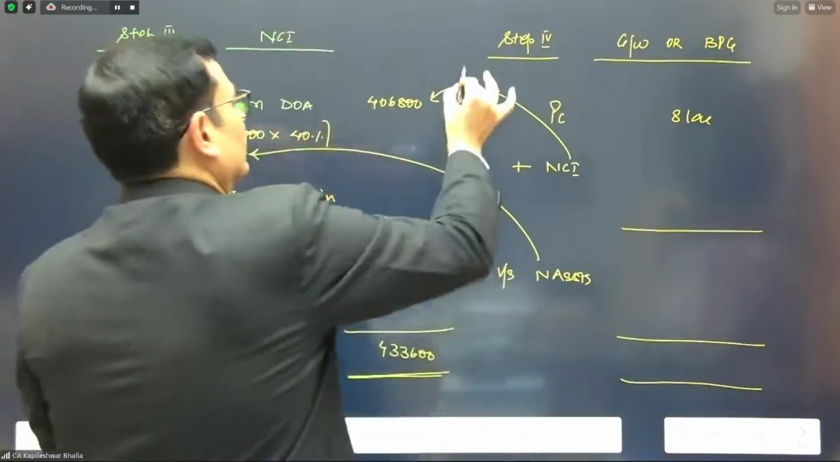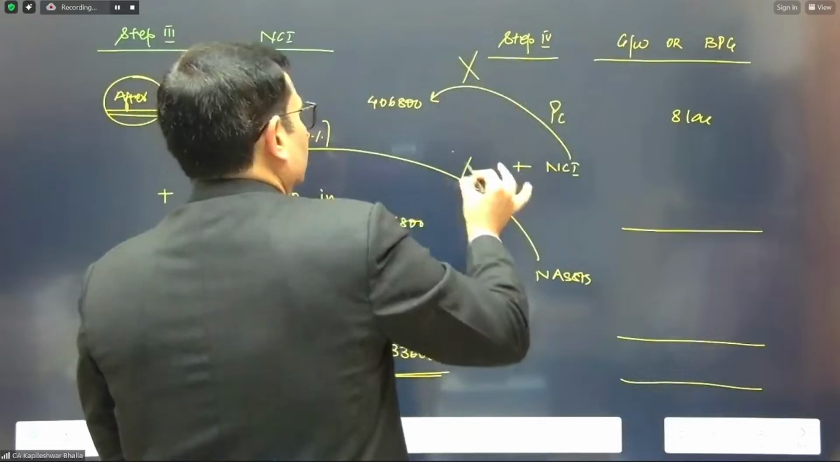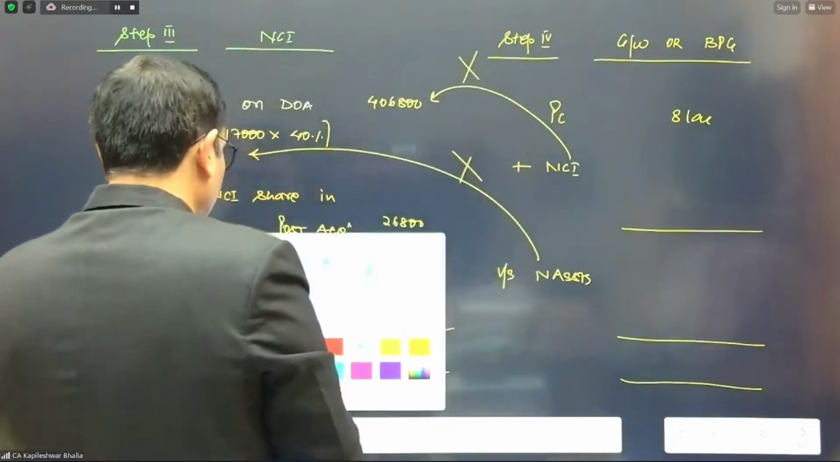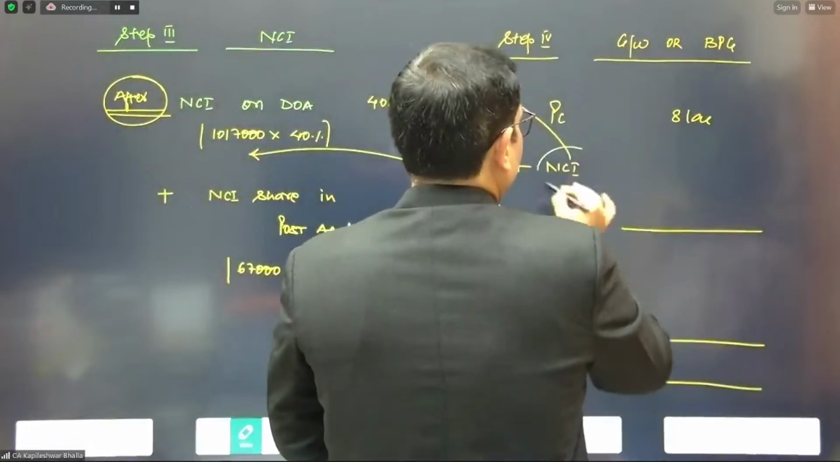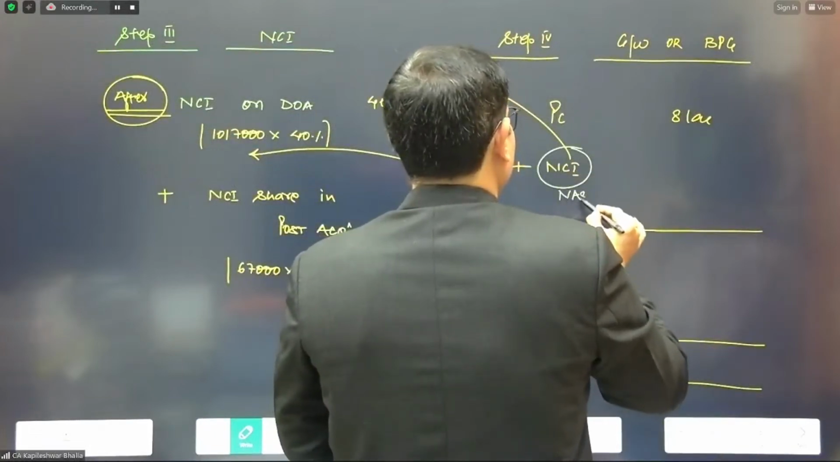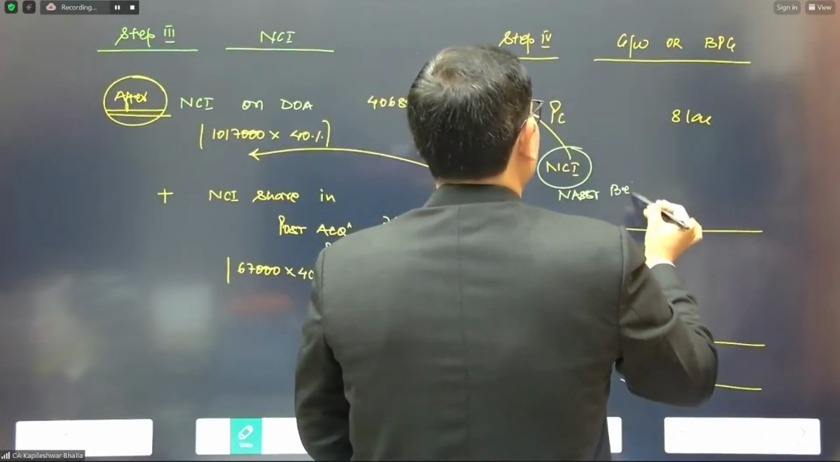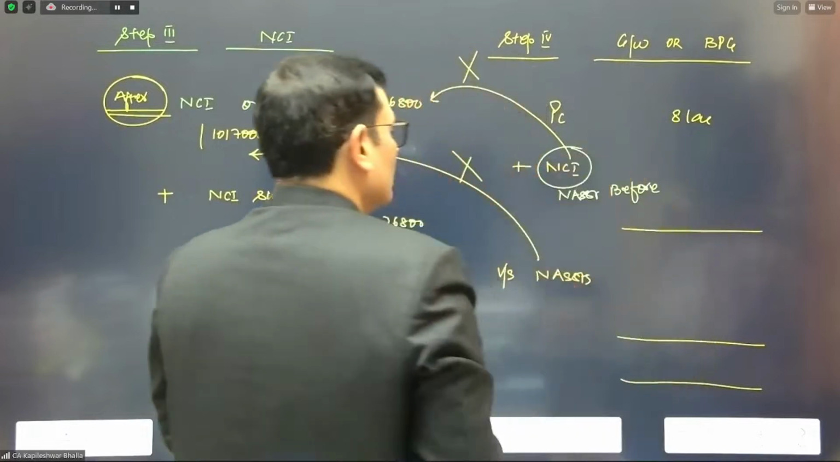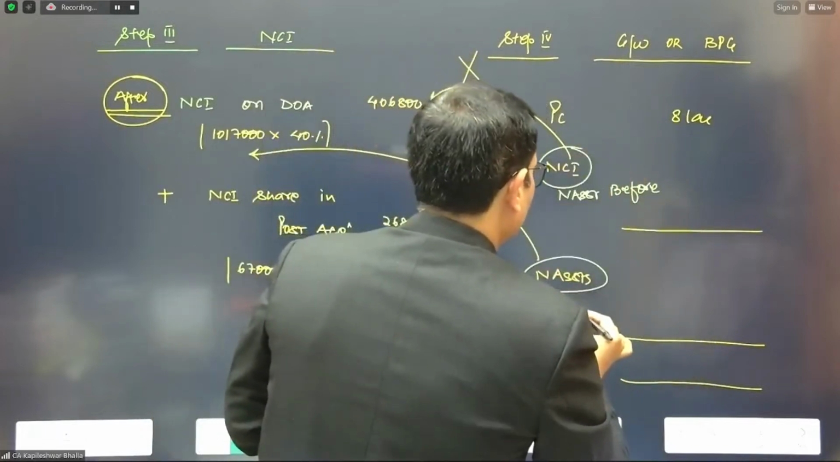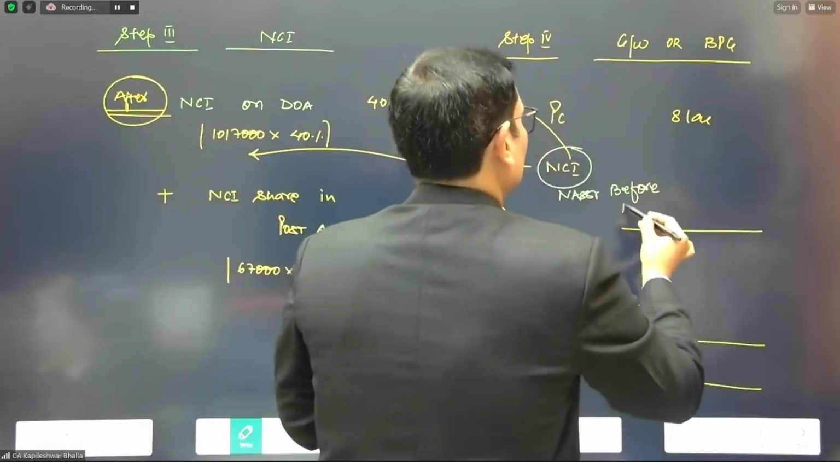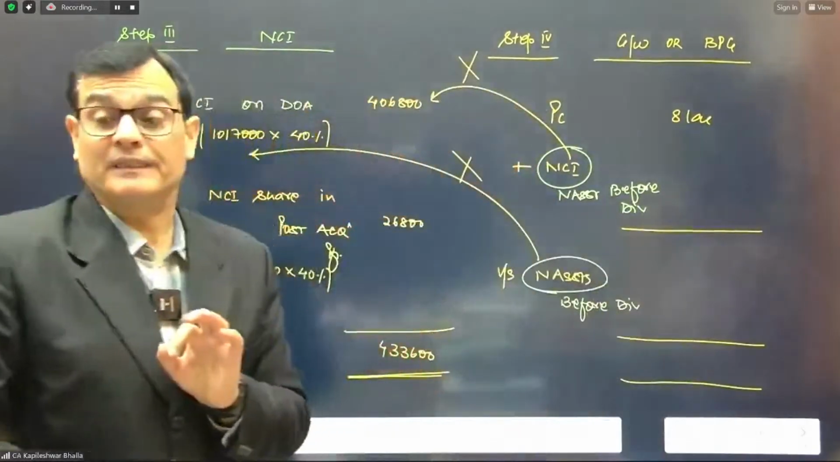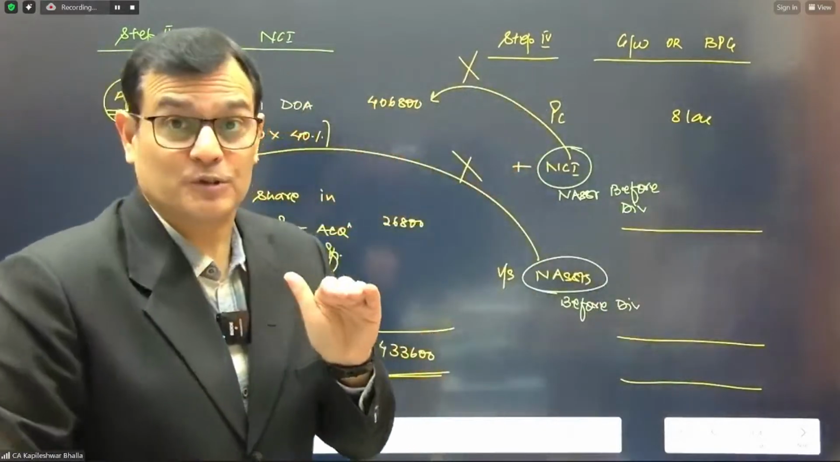So we cannot pick this figure. We need the status which is before dividend. So we need to calculate the NCI based on net assets that is before dividends. We need to get the net assets out here also that is before dividends. So we need to get the net assets without dividend. So that is the key focus point.